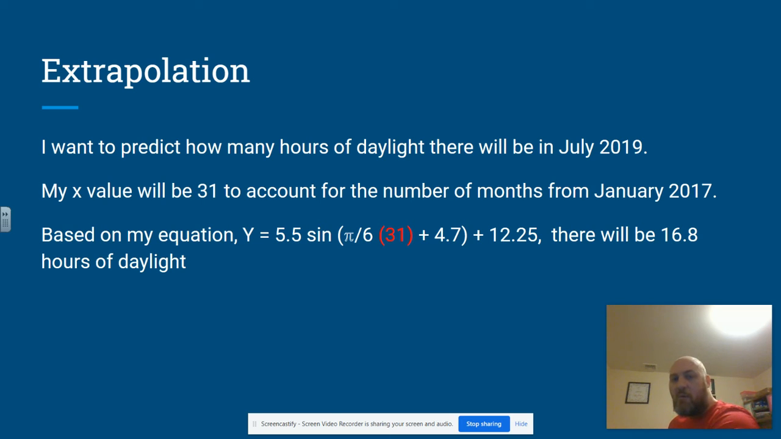For my prediction, I wanted to predict how many daylight hours there would have been in July of 2019. So my X value was 31 to account for the number of months from January of 2017. And I would put that into my equation, and you can see that in the red parentheses. So when I calculated that out, my prediction is that there would be 16.8 hours of daylight in July of 2019.